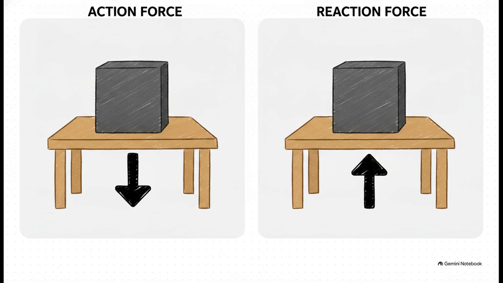First up, the action force. The object itself exerts a downward push onto the table. But simultaneously, there's a reaction force. The table exerts a push right back upward onto the object. And notice the juxtaposition here. The magnitudes, or the sheer strength of these forces, are exactly the same, but their directions are exact opposites.